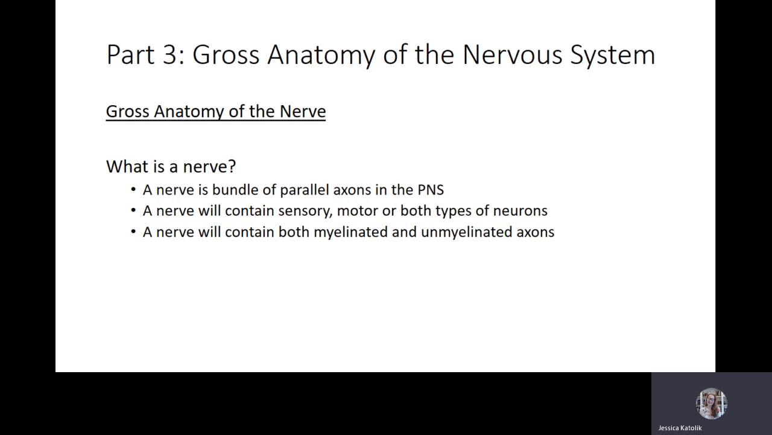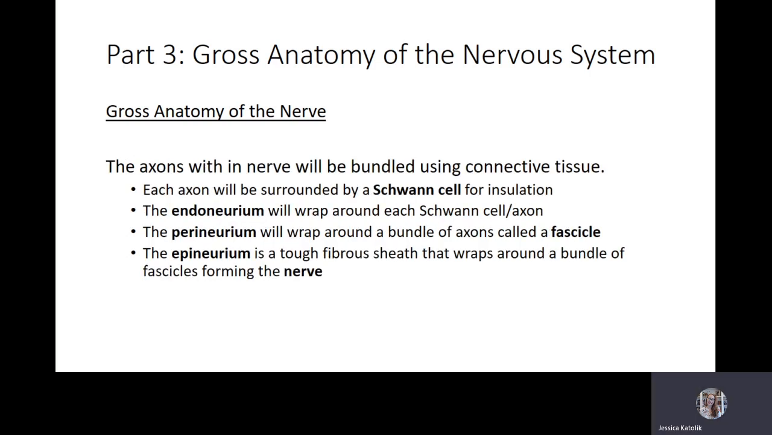Now that we understand the definition, let's look at the connective tissue that wraps around these neurons to form a nerve, and understand the etymology a little more when we are using the vocabulary. Nerves are bundles of axons. The first thing that's going to wrap around an axon is a Schwann cell. Schwann cells will wrap around all axons, regardless of whether it's myelinated or unmyelinated. It just depends on how the Schwann cell wraps around the axon.